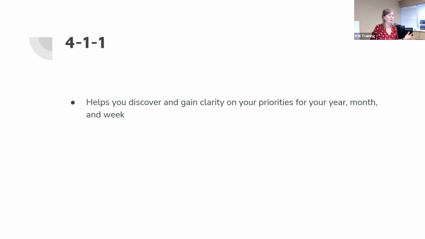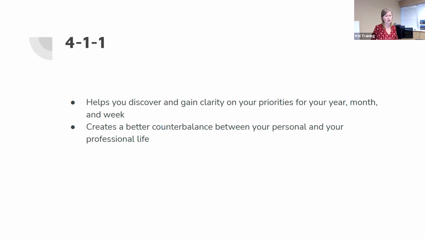This falls really in line. If anybody's read the 12-week year, they're very similar concepts. So those 2 things are really interchangeable as you go. It also helps create counterbalance for your business and your personal life. As you'll see in the 411 template, there's business and there's personal, and putting those really side by side to see what that looks like throughout the year. And then also raises your level of personal accountability.